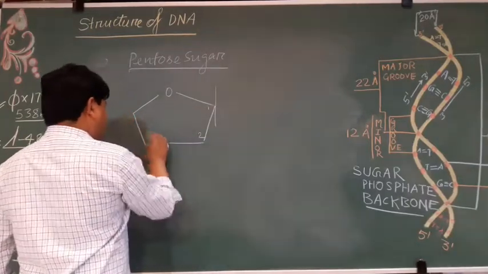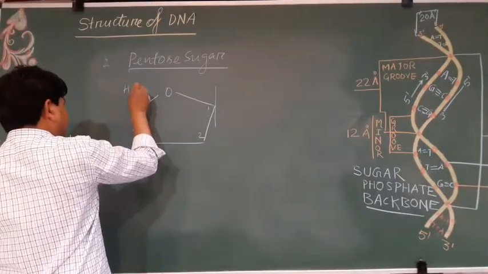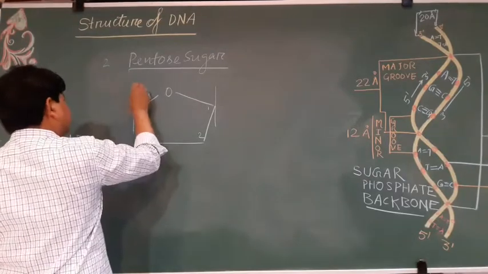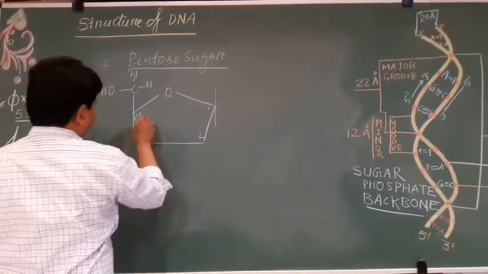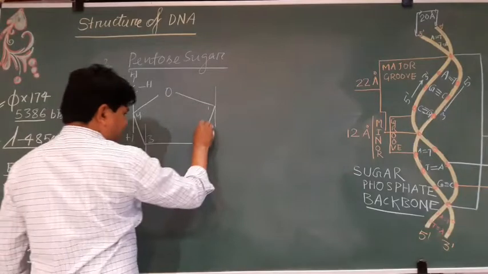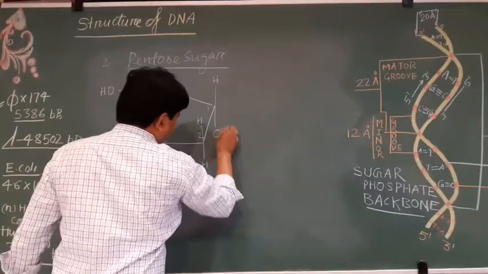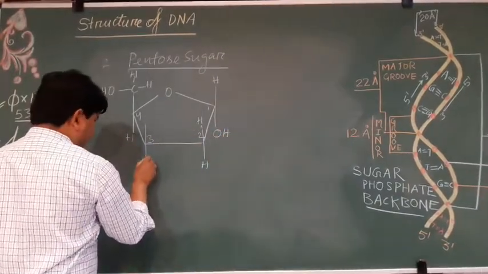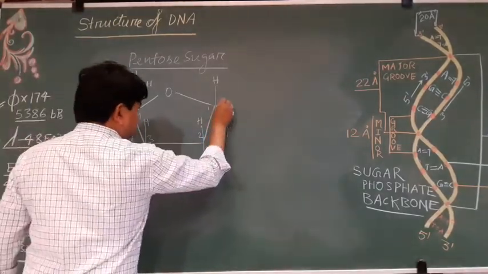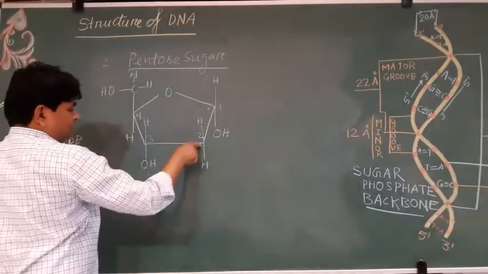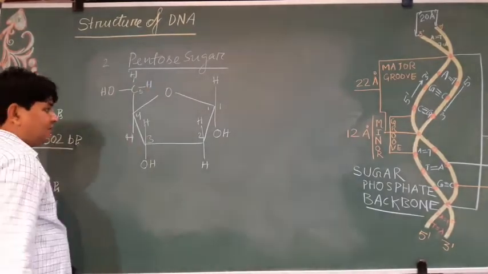One, two, three, four, and 5. C, H2O, H, H, H, H, OH and OH, H. So this is carbon number 1, carbon atom number 2, number 3, number 4, and this is number 5. So this is pentose sugar.